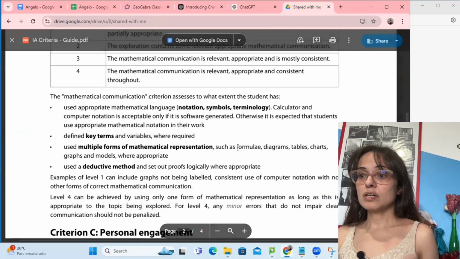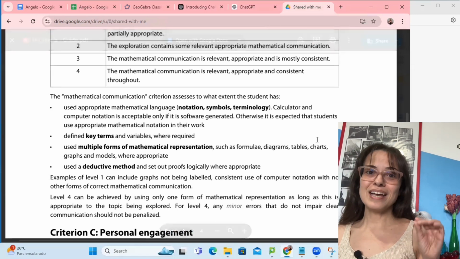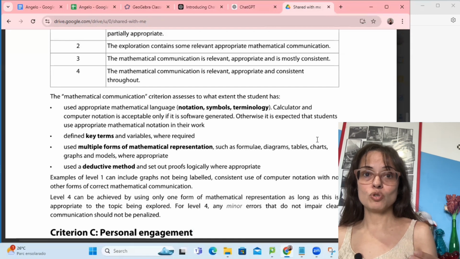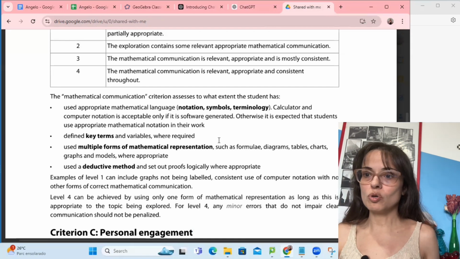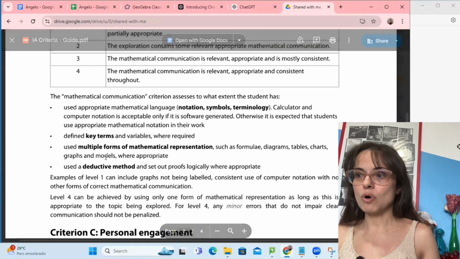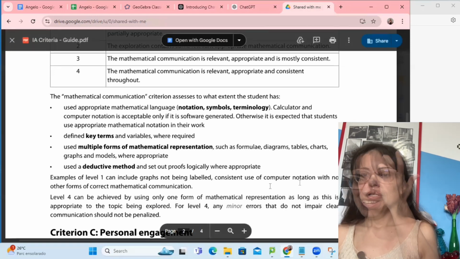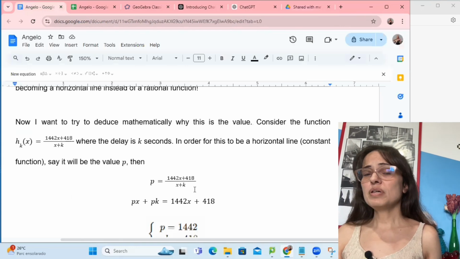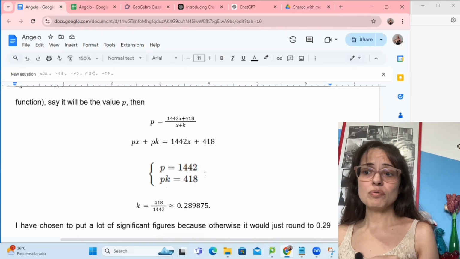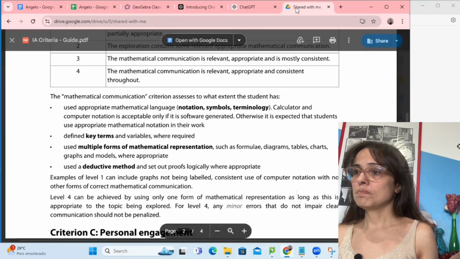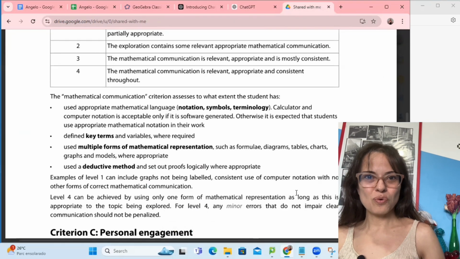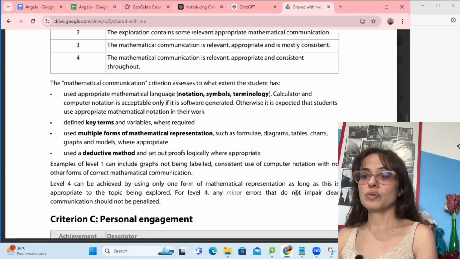Multiple forms of mathematical representation: formulas, diagrams, tables, charts, graphs. I have all of that. Again, you don't have to have every single thing. These are examples, and you're supposed to use the ones that are relevant to your work. I don't even know what he means by model. Anyway, deductive methods set out proofs logically where appropriate. It doesn't have to be, but I think there is a little bit of that in this part. So, yes, I think I did achieve level 4 in mathematical communication, criterion B.